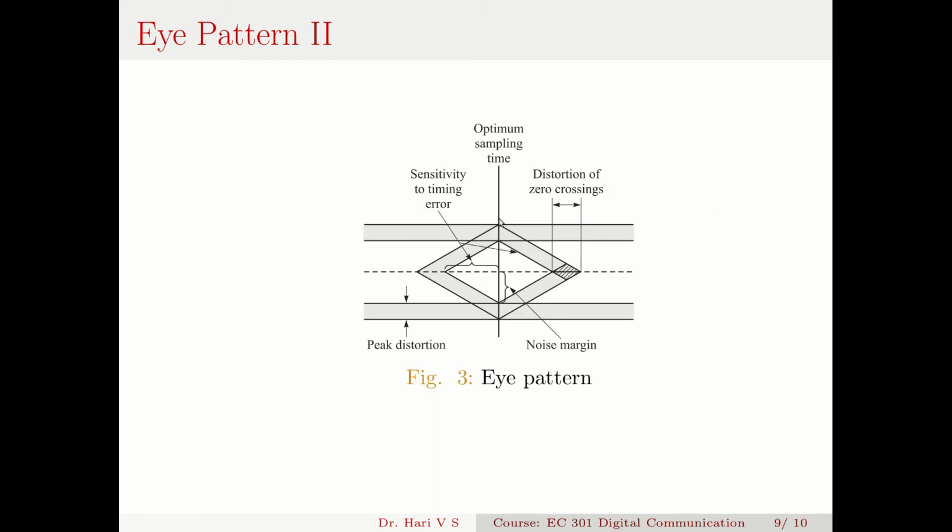This is the optimum sampling time. This is how the distortion happens, the distortion of zero crossings. What ISI causes is that it causes this eye to close. This is a kind of noise margin we see. When the eye closes, AWGN can cause errors in the reception. So this is the concept of an eye pattern.